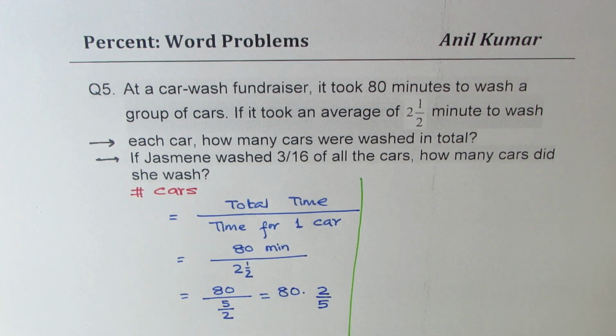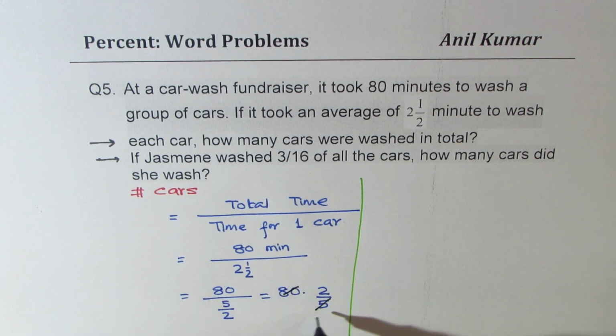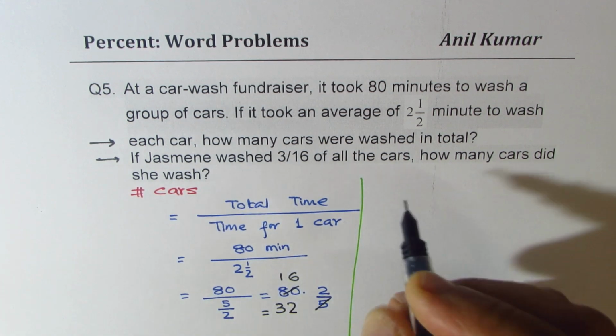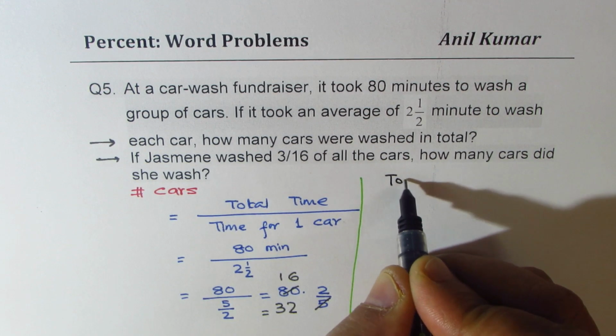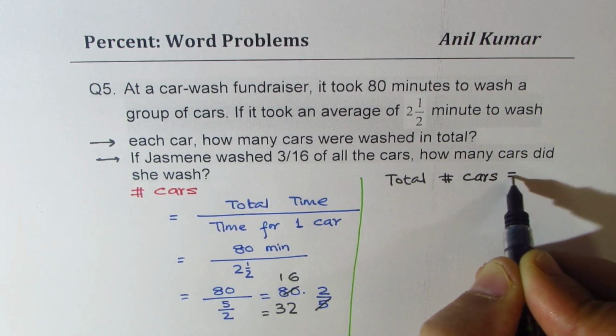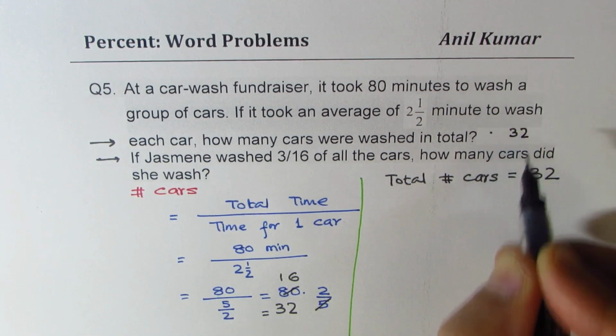It's important to understand these calculations, right? That's the whole idea, right? So now you can divide and then multiply by 2. So 80 divided by 5. So 5 times 5, and then you get 30, which is 6. So 2 times 6 is 32. So what we get here is equal to 32, correct? So we know that total number of cars are equal to 32. So that is the first answer, 32.